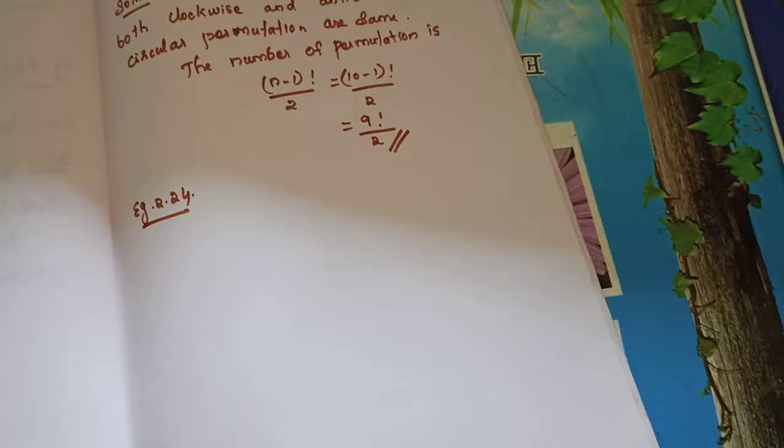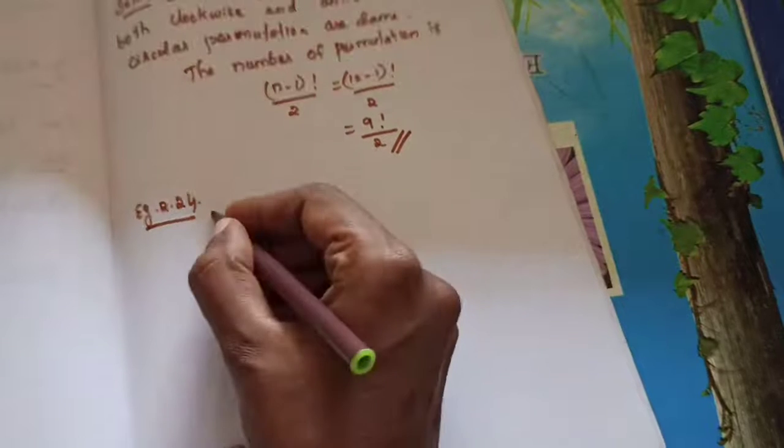In the exercise, one question is there: find the rank of the word CHAT in the dictionary. That one you need to work out. Now I will teach you this example problem. Understand? Okay, so let's do it.